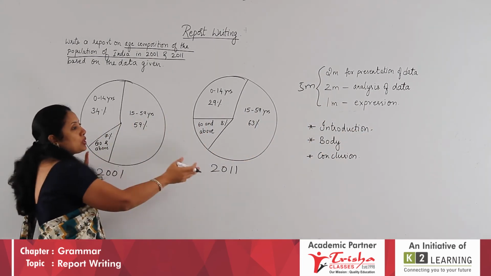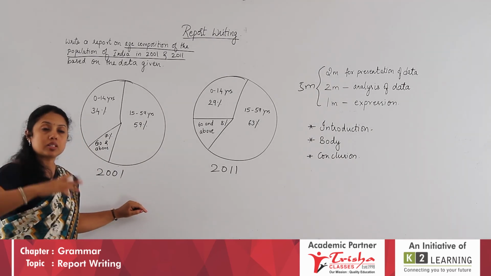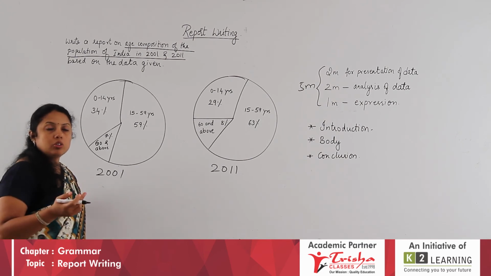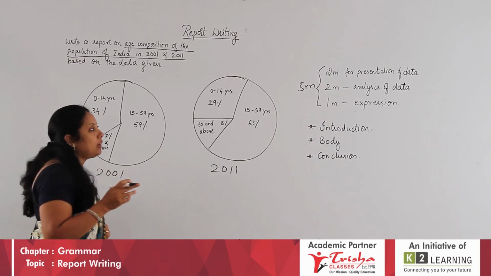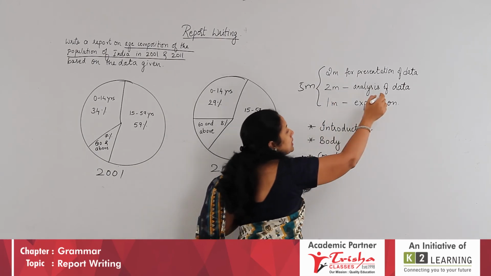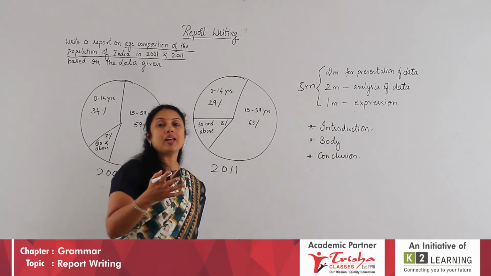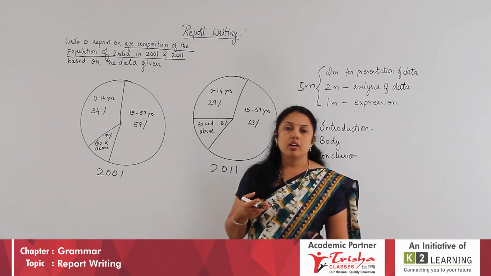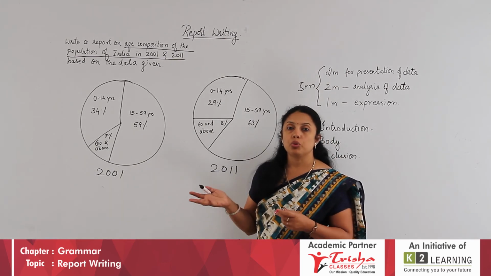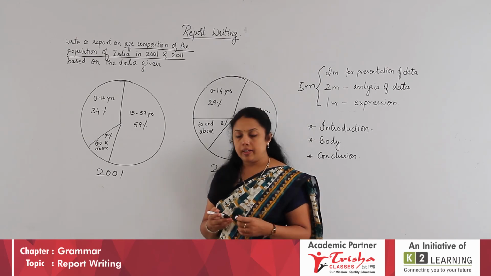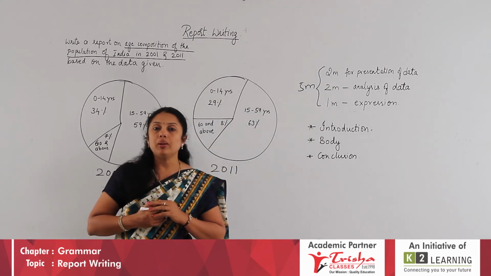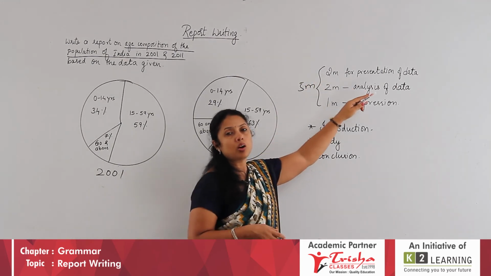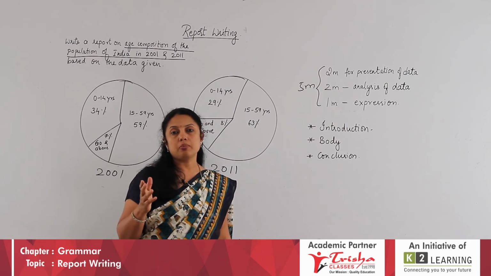Analysis, like whether you see an increase or a decrease, a steep increase or a steep decrease, or a lot of change. Those words that you use will give you 2 marks for analyzing the data, and 1 mark for expressing it. Your language, your flowery language, and your super grammar that you use in your report writing, that will give you 1 mark. So overall, this will be for 5 marks, and that is how your marks are distributed.